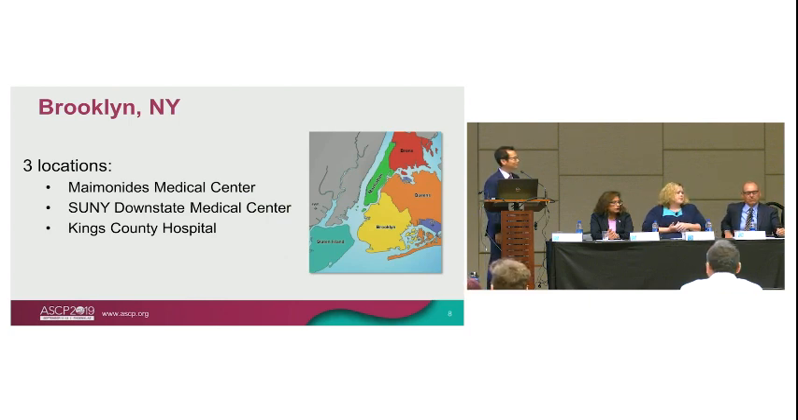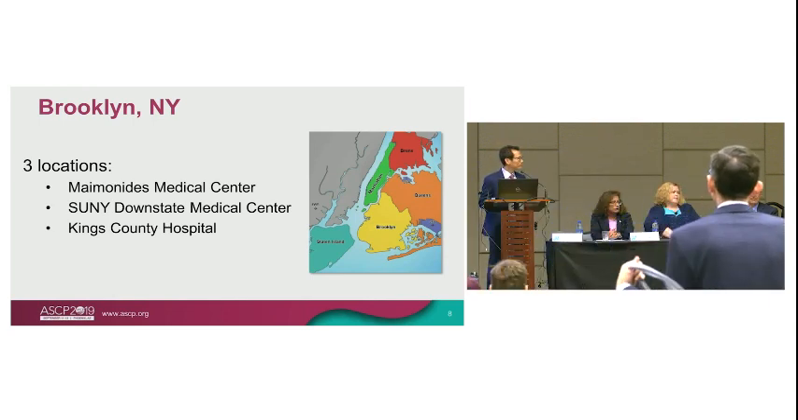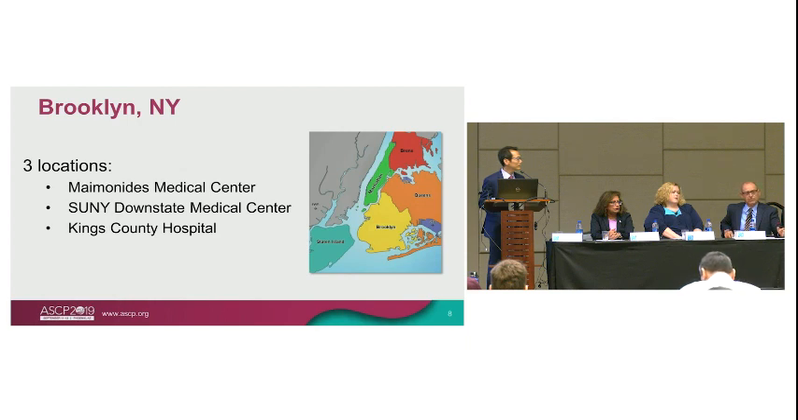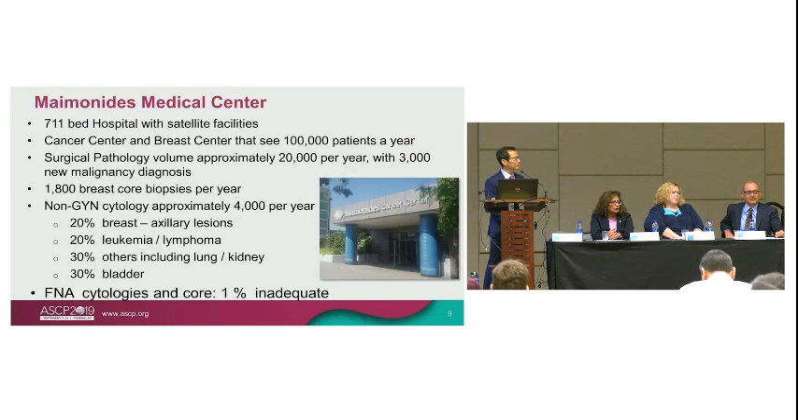Okay, I'm the vice chair of SUNY Downstate Medical Center in Brooklyn, New York, as well as the medical director of two laboratories, SUNY Downstate and Maimonides Medical Center. Our program includes three facilities. One is a city hospital, Kings County. Another one is the State University of New York in Brooklyn. And the third one is Maimonides Medical Center, which is much larger. It has 700 beds, and it has a huge cancer center with 100,000 patients a year. Our residents rotate through the three facilities. Our conversation will mostly be focused on Maimonides Medical Center, which is a private center. The other two are a state facility and a city hospital.